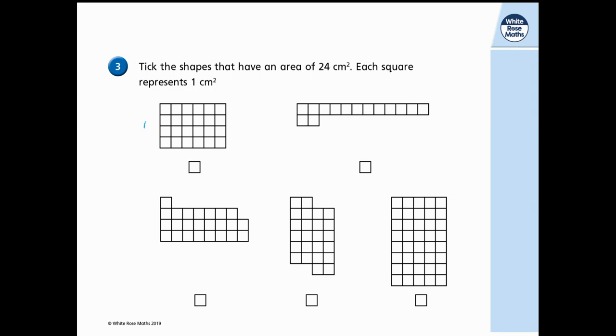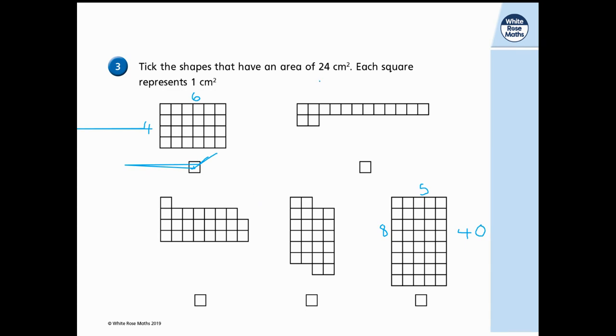Okay, so this shape here, I've got 4 going down and 1, 2, 3, 4, 5, 6 going across. 6 times 4 is 24, so I can tick that one. Here I've got 1, 2, 3, 4, 5, 6, 7, 8, and 1, 2, 3, 4, 5. So the area of that would be 8 times 5, which is 40. So I can't tick that because that's not 24.